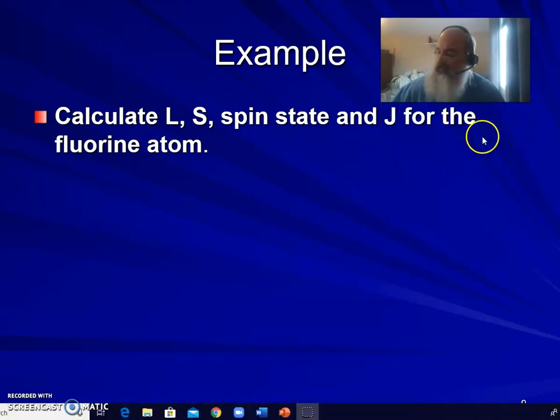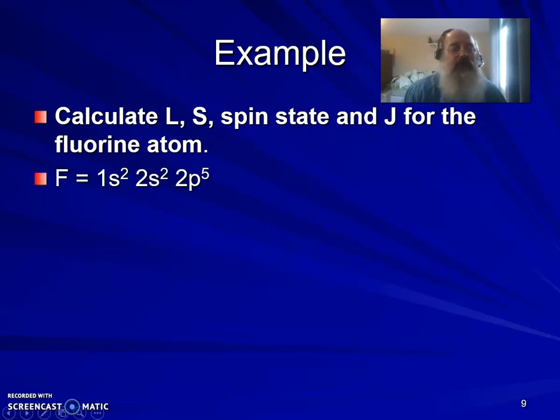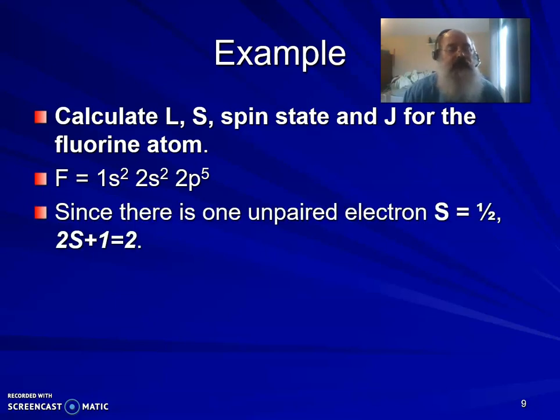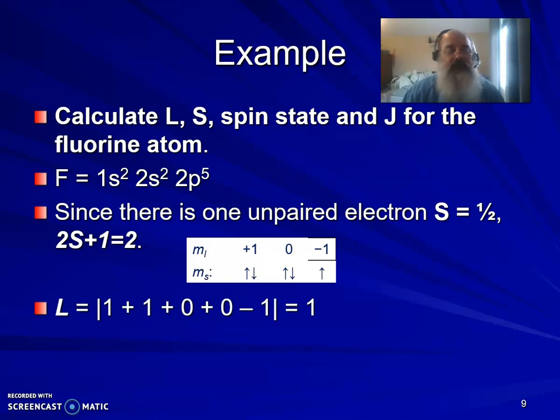Let's move me up here so I'll be out of the way. So a fluorine atom has electron configuration 1s2, 2s2, 2p5. There's one unpaired electron. So the total spin, if you think about that unfilled sublevel, the 2p5, you have a spin up and a spin down, a spin up and a spin down, and a spin up. So the total spin is 1/2. So 2S plus 1 equals 2. We can put in a little picture to demonstrate that.